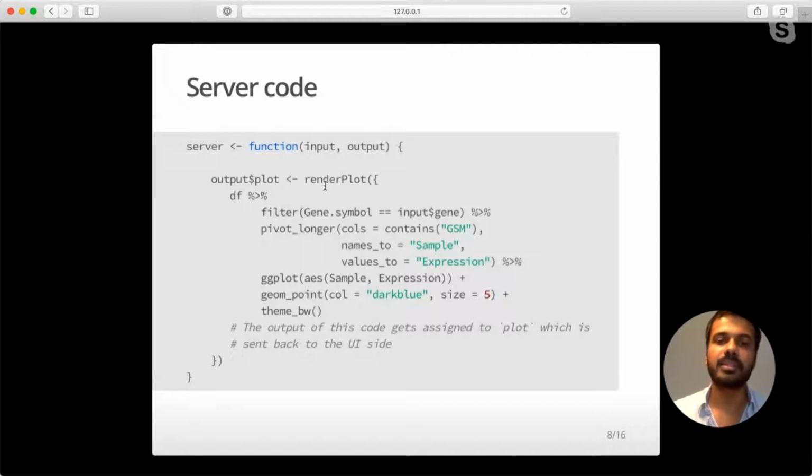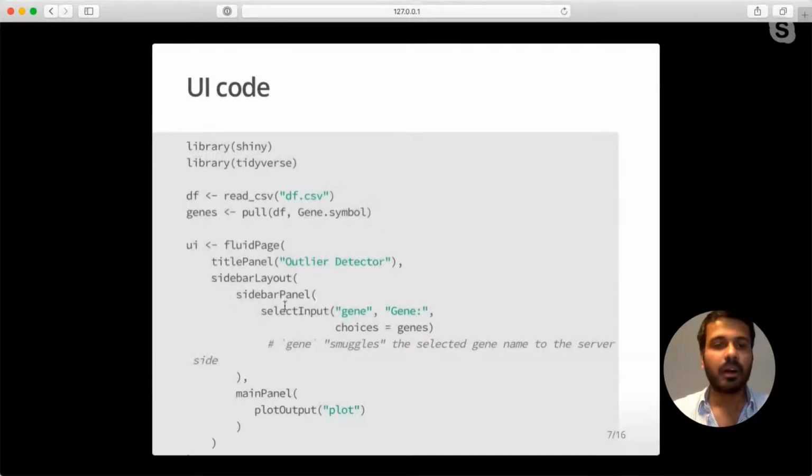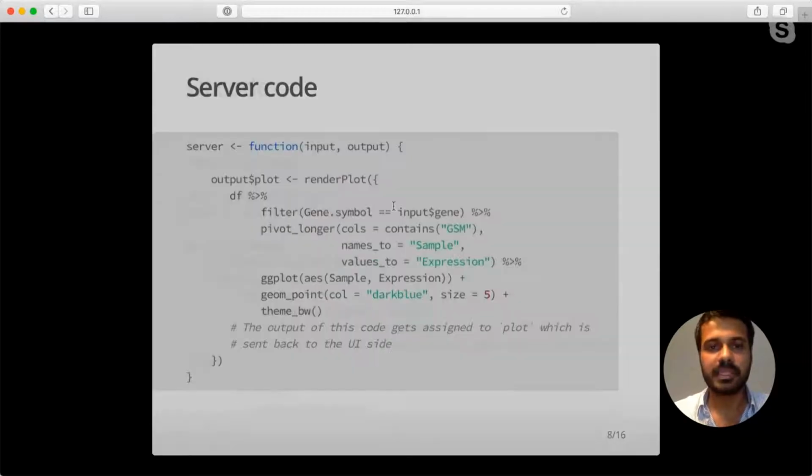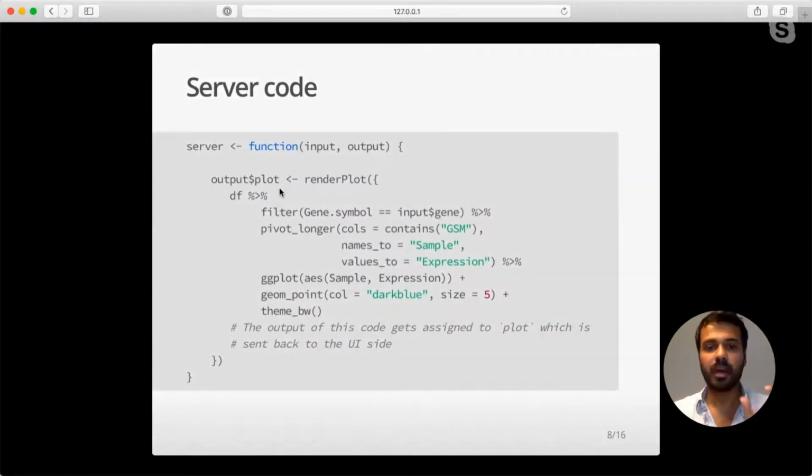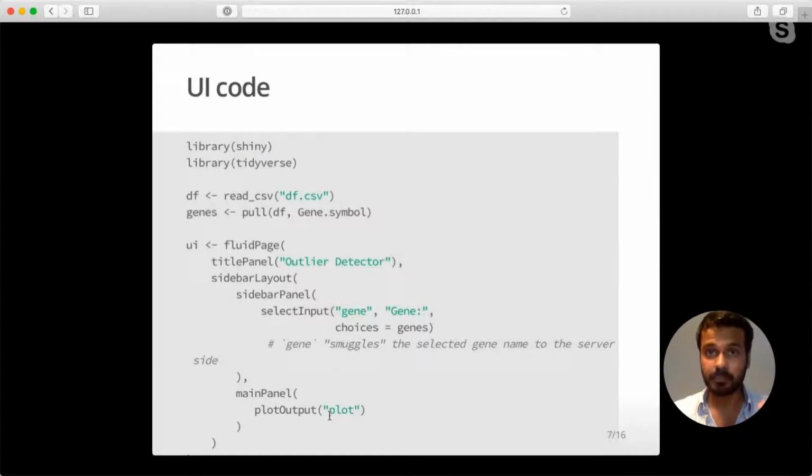Then we wrap it within this renderPlot function, and we take the output of that and assign it to output$plot. The reason is that just as we had input$gene as a means of sending information from the UI side to the server side, we have output$plot that takes whatever the server side has done and sends it back to the UI side. Let's go back. We see that it's called output$plot, so there has to be a corresponding plot, lowercase p, somewhere in our UI code. And we can see that it's here.